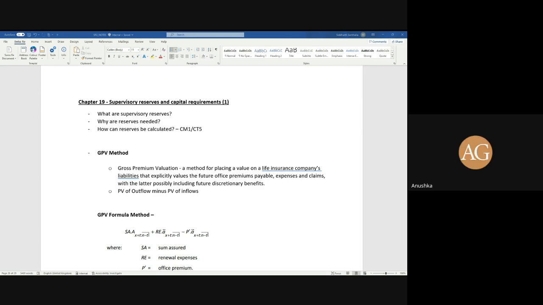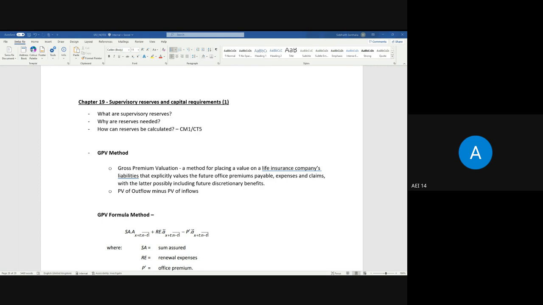Yeah. So under the best estimate set of assumptions, you would always assume that if a company is selling profitable contracts, the PV of outflow should be less than the PV of inflow. That's why you would expect your best estimate liability, on your best estimate set of assumptions, to have the PV of outflow less than the PV of inflow.